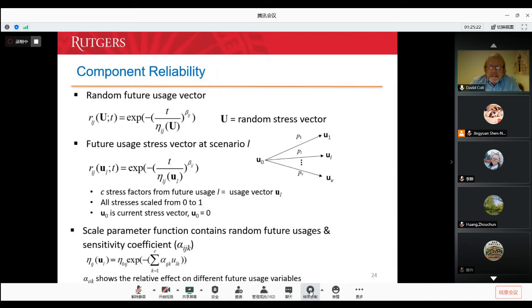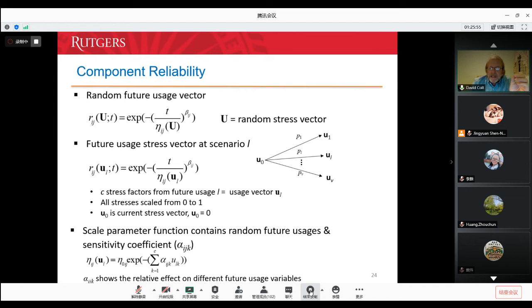How am I going to relate U, the stress vector, to eta, the Weibull scale parameter? At the bottom of the screen, you see the way I do it and a new parameter, alpha ijk. Listen carefully. Alpha ijk: how much does the kth stress impact the jth component choice for the ith subsystem?